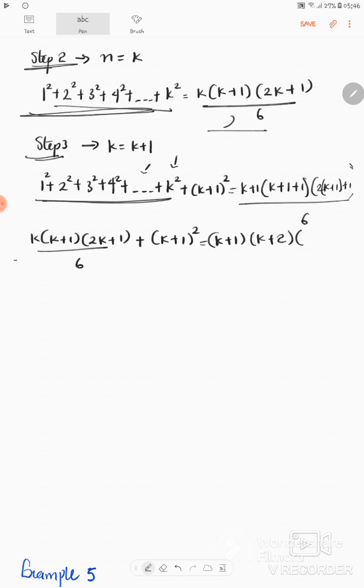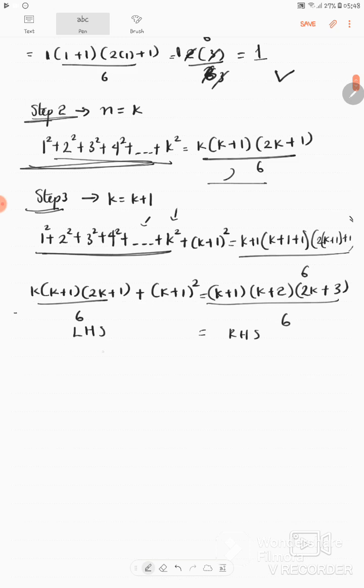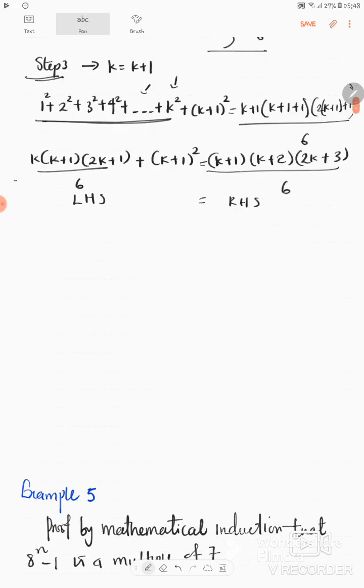Simplifying this, we are going to have 2k plus 3 all over 6. Now if you simplify both sides, you are going to have your LHS equal to RHS. Try it and you'll get it. Just 3 steps, that's all. Just simplify the left hand side, it must give you the right hand side.